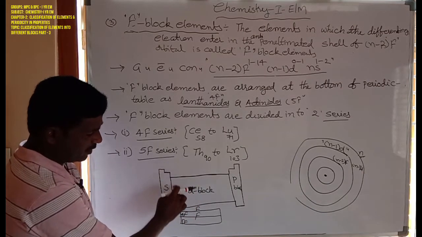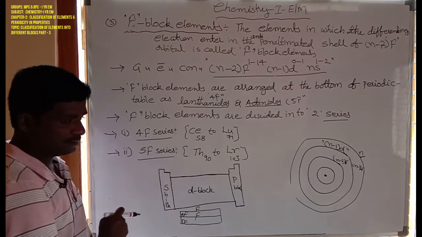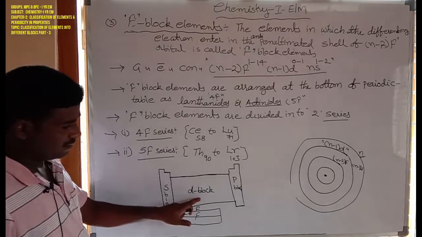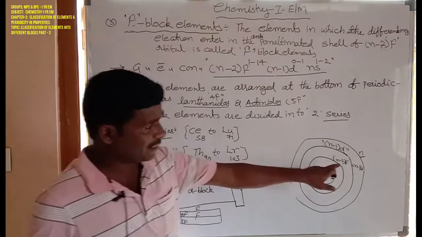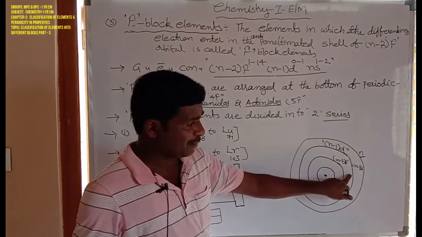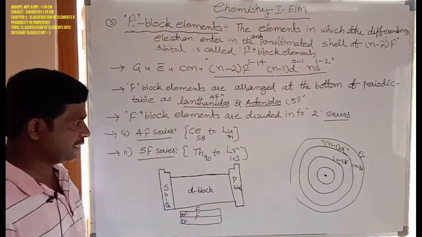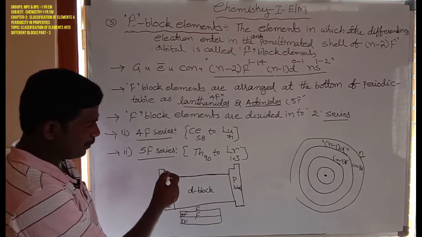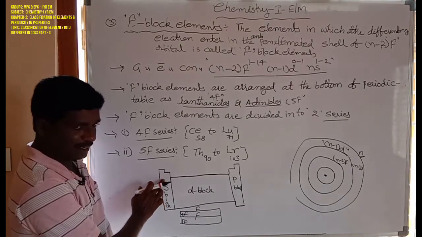In the modern periodic table, the elements are classified into 4 blocks based upon their electron configuration. Depending on the sub-energy level into which the differentiating electron enters, there are the s orbital, p orbital, d orbital and f orbital. Those elements are divided into 4 blocks. The first one is the s block elements.